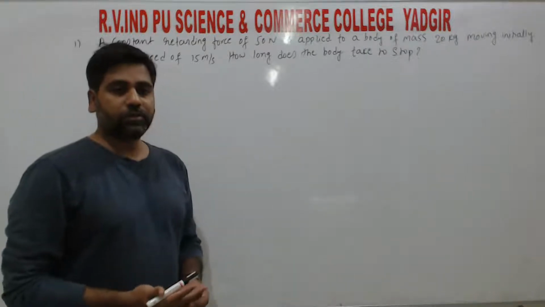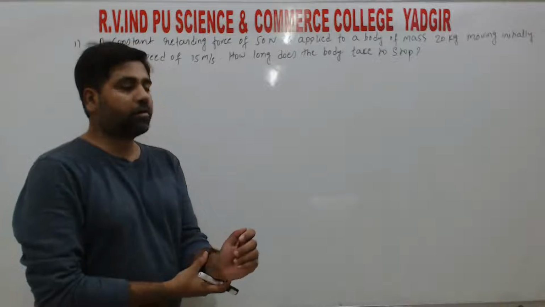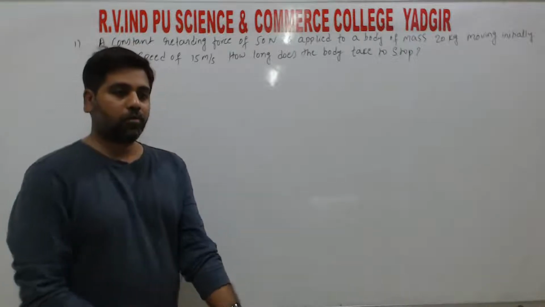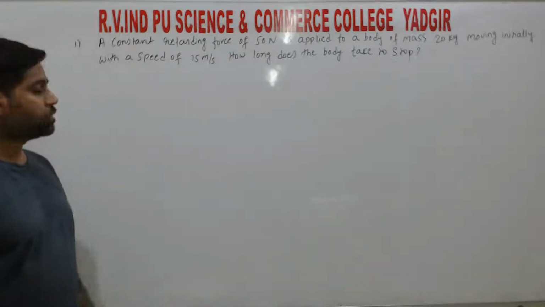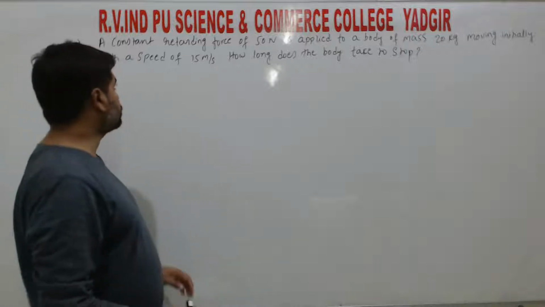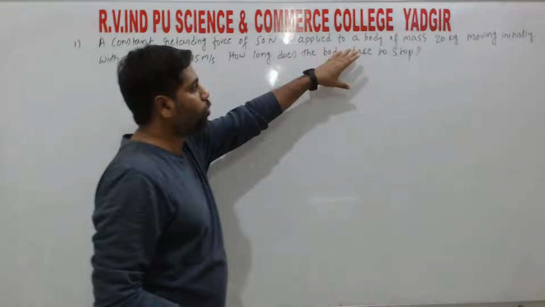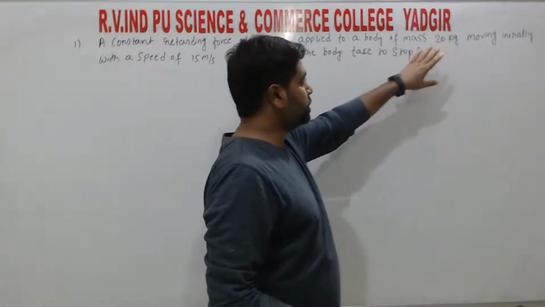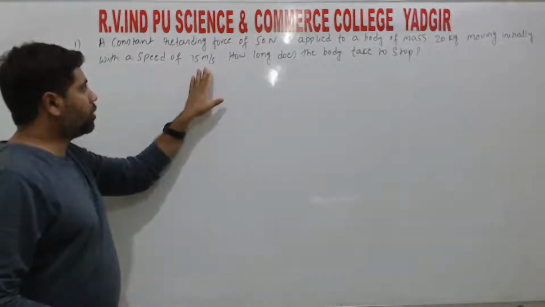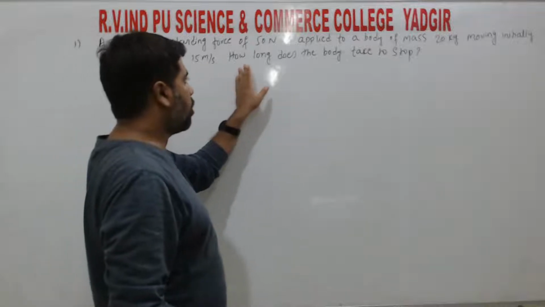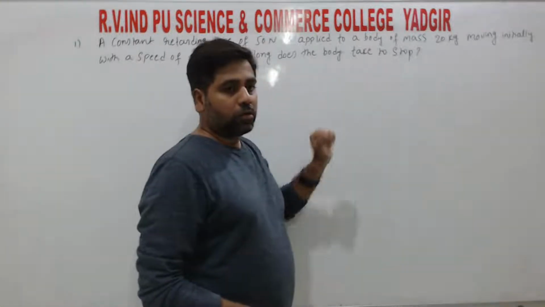Good morning, students. Today we will discuss problems related to the topic laws of motion. So starts with the first question, right? In the question, a constant retarding force of 15 Newton is applied to a body of mass 20 kg moving initially with a speed of 15 meter per second. How long does the body take to stop?